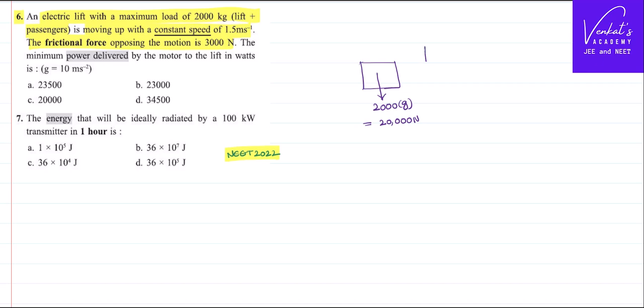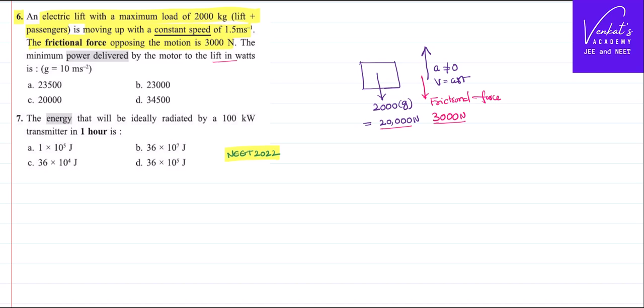The lift is moving up, but not with an acceleration, but with constant velocity. When the acceleration is zero, the apparent weight is the original weight itself. But there is one thing: as it is moving up, the friction acts against the motion. As it is moving up, the friction is acting in the downward direction, and that frictional force is given as 3000 Newton. So here, as the lift is moving up, both weight as well as frictional force are acting in a downward direction. Then what is the minimum power delivered by the motor to lift it upwards?